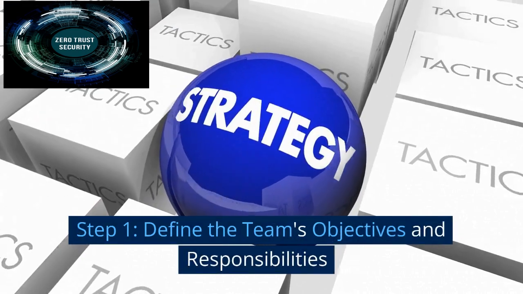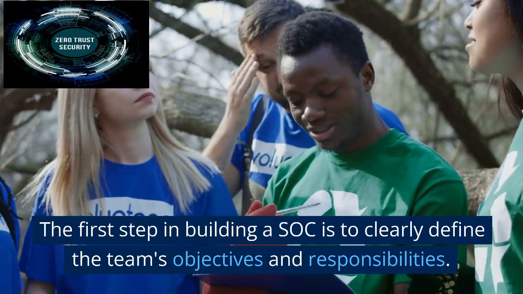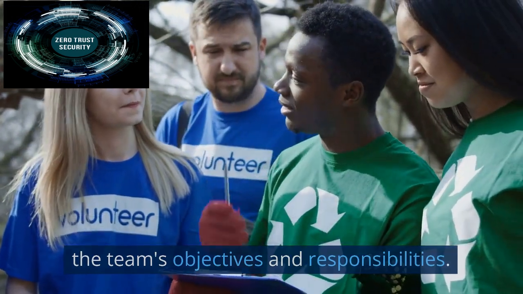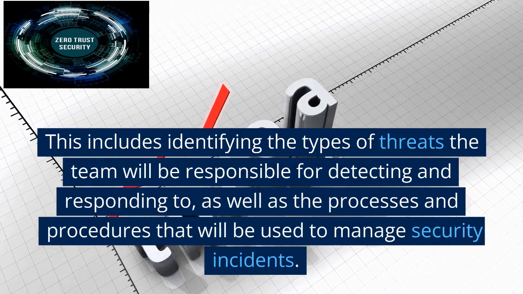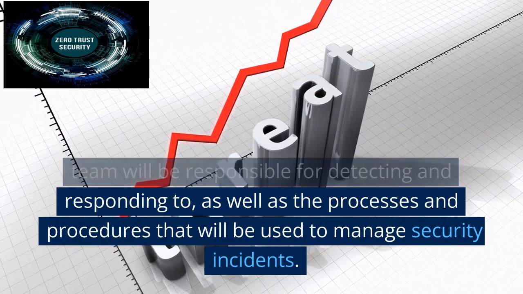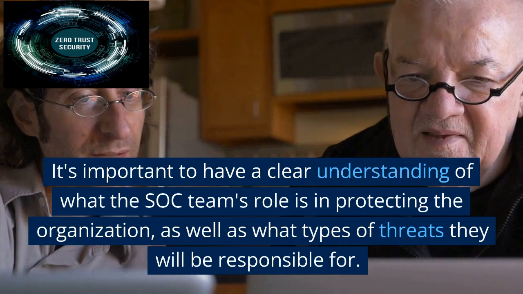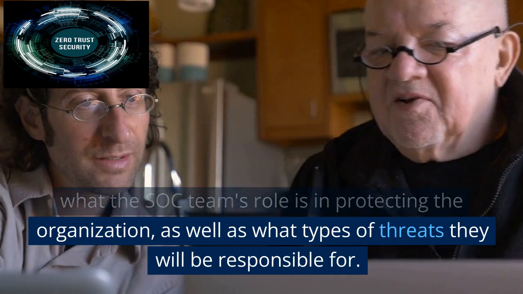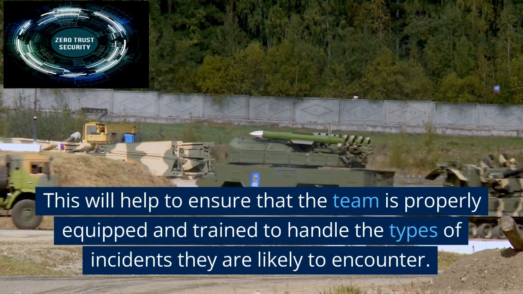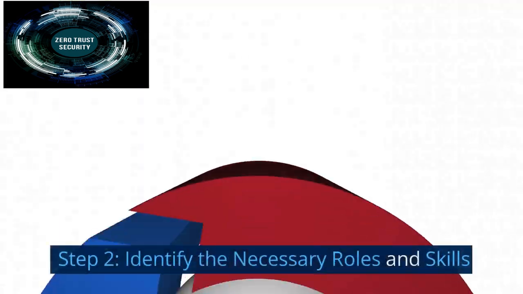Step 1. Define the team's objectives and responsibilities. The first step in building a SOC is to clearly define the team's objectives and responsibilities. This includes identifying the types of threats the team will be responsible for detecting and responding to, as well as the processes and procedures that will be used to manage security incidents. It's important to have a clear understanding of what the SOC team's role is in protecting the organization, as well as what types of threats they will be responsible for. This will help to ensure that the team is properly equipped and trained to handle the types of incidents they are likely to encounter.